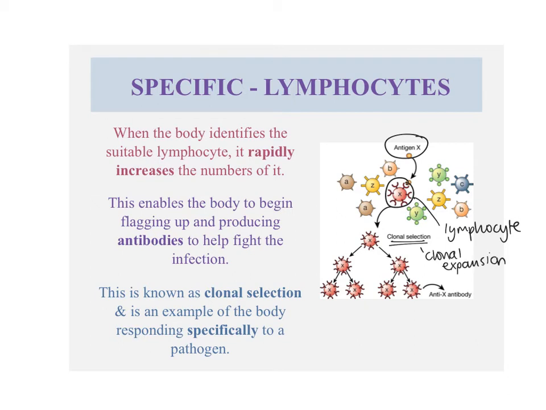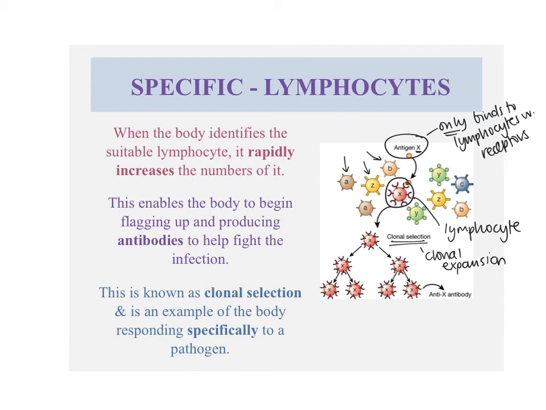Now, clonal selection means that in this diagram over here, you can see that there's lots and lots of different cell types. Maybe there's like cell type A, cell type Z, cell type B. But this antigen is antigen X. Okay? It only binds to the lymphocytes with the receptors for it. Now it binds to those receptors on the lymphocyte X here, and clonal selection means that that lymphocyte has been attached to and selected.